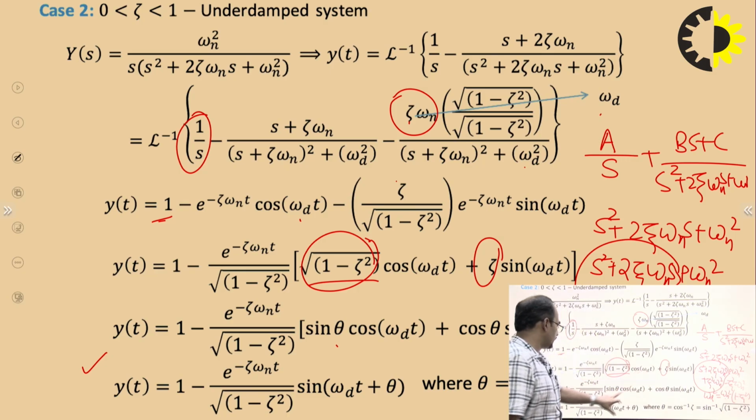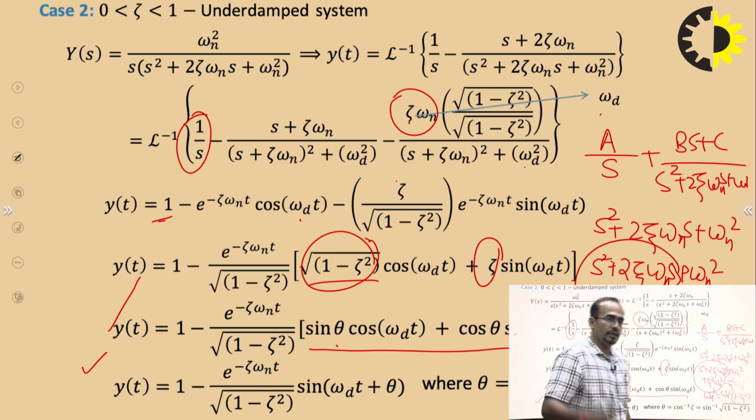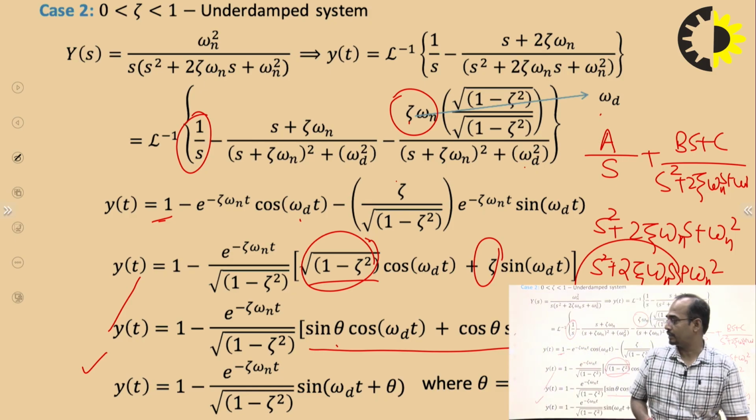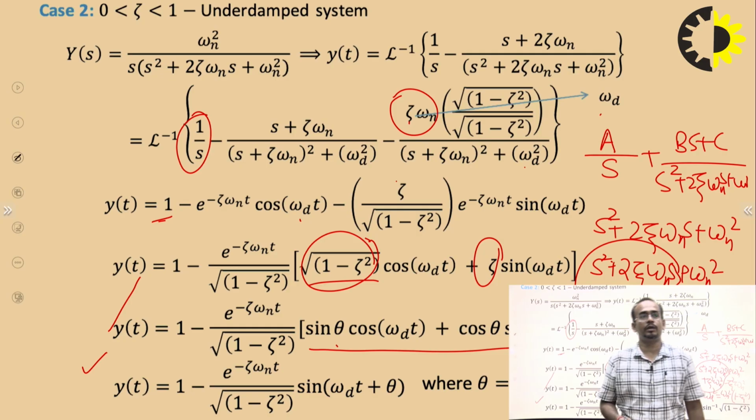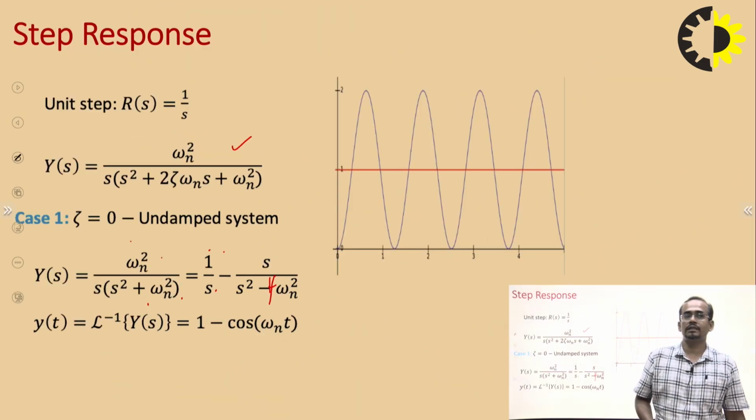Now you can write this equation using sin(A plus B). This is nothing but sin(omega d t plus theta), and so this equation will become y(t) is equal to 1 minus e to the power minus zeta omega n t upon under root 1 minus zeta square times sin(omega d t plus theta). So this is the solution of the second order system step response.